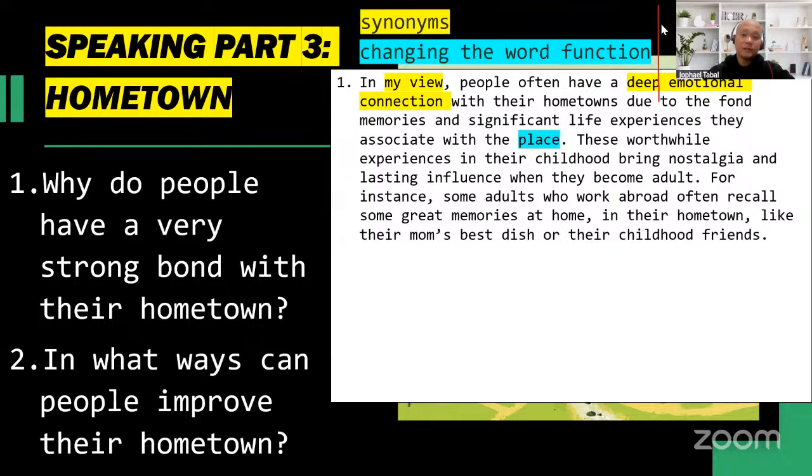So we have here, for example, "why do people have a very strong bond with their hometown?" We have "in my view," that is your point or reason, "have a deep emotional connection." So we have "strong bond" paraphrased, so the candidate here uses synonyms. And for hometown, we can say "place" or "their place."